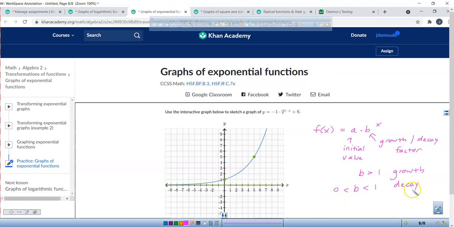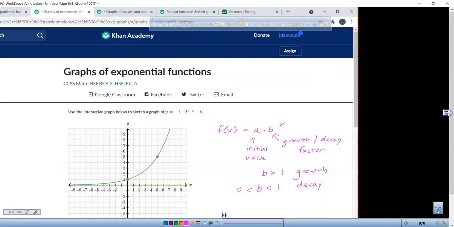All right. So we've got the decay factor. So what does that mean? That means right here, see this x value? When x is 0, the y value will be your initial value. When x is 0, the y value will be that initial value.